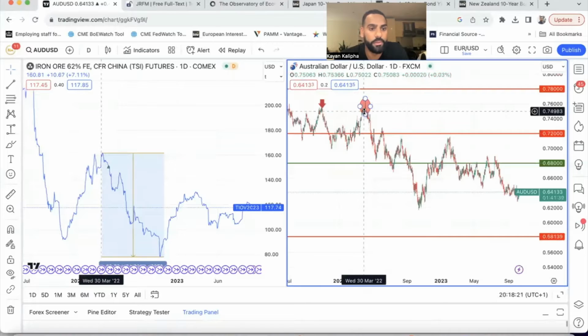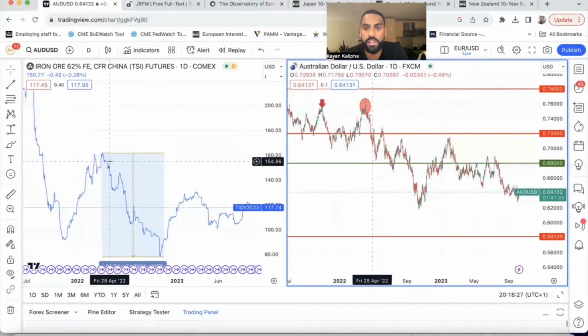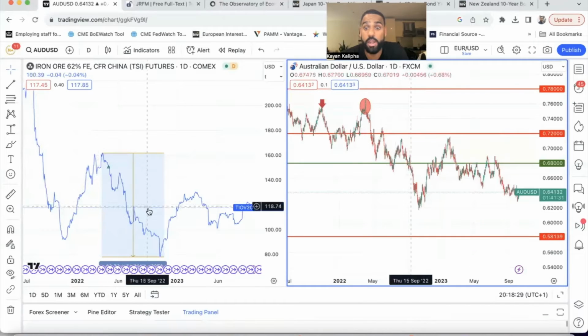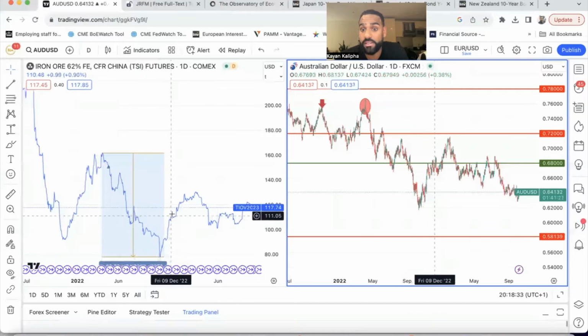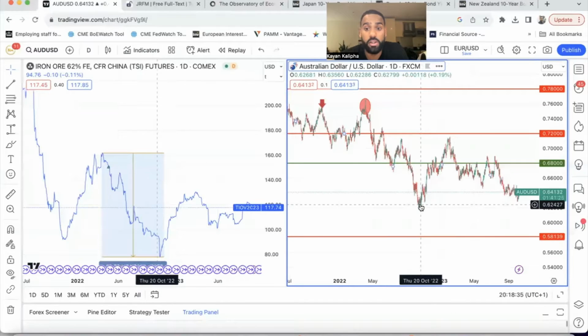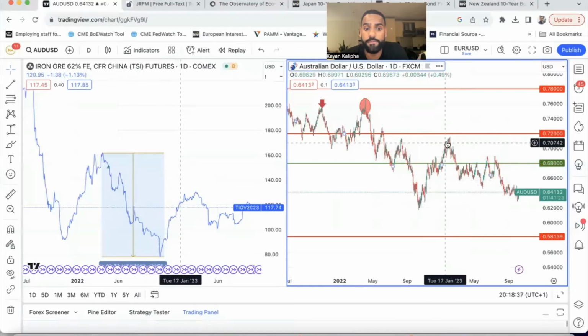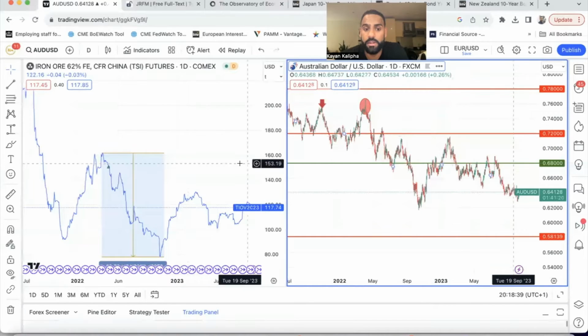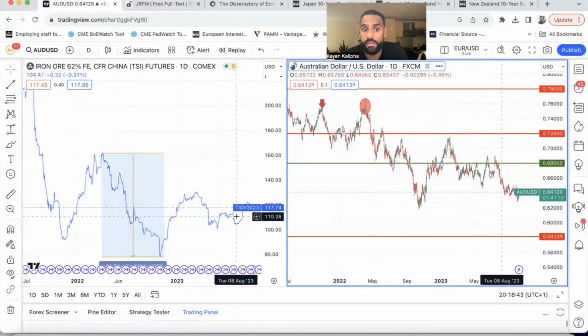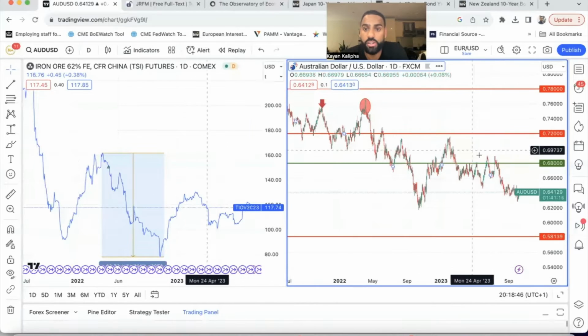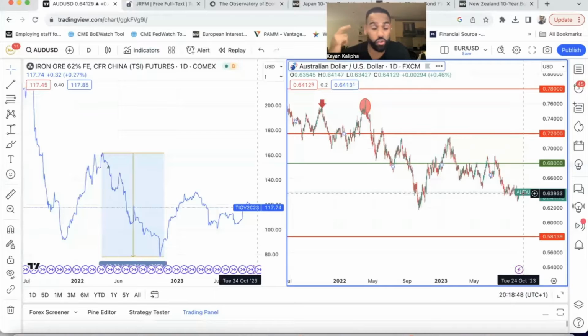No surprise. Look, that's when the Aussie dollar started to lose a lot of its value against the US dollar, when iron ore prices started to fall at exactly the same time. Look, iron ore prices bottomed here and then started to rise. No surprise, the Aussie dollar strengthened against the US dollar. Exactly the same time, iron ore prices again started to slide, and the Aussie dollar got weaker against the US dollar. So to trade the Aussie dollar, we have to look at iron ore prices.